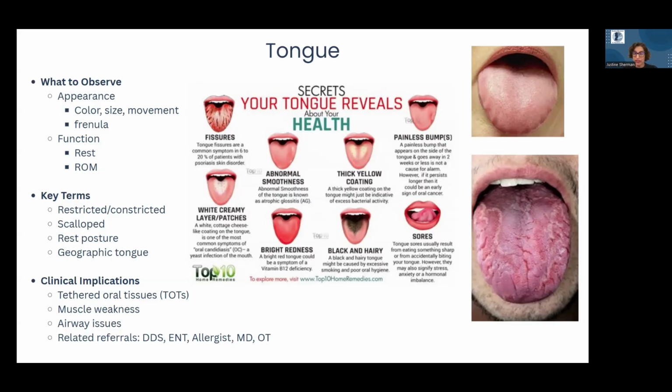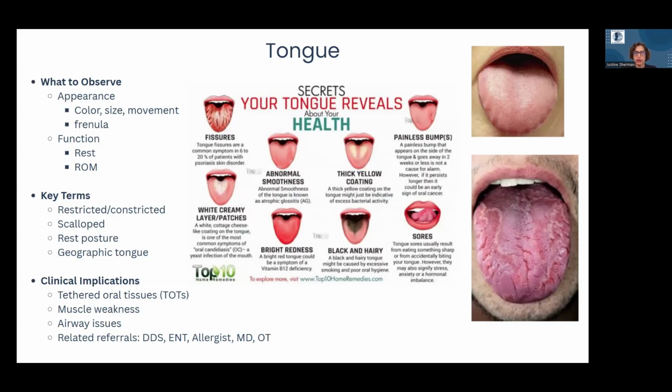We can do that during feeding as well. Functional positioning during bolus formation and propulsion backwards. Is there anterior spillage? Is there pocketing occurring? Is there good coordination? Or are there compensatory strategies occurring? So if we have tongue dysfunction, we are going to have speech errors, inefficient mastication or chewing, poor bolus control, and airway compromise.